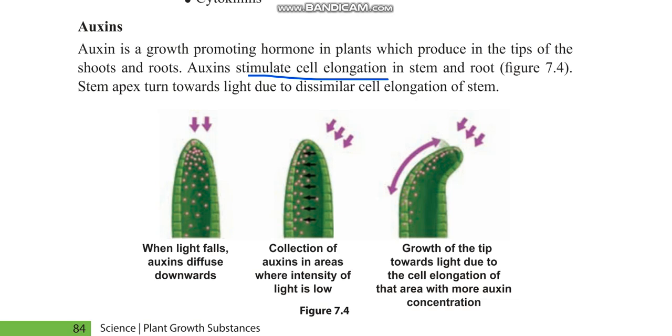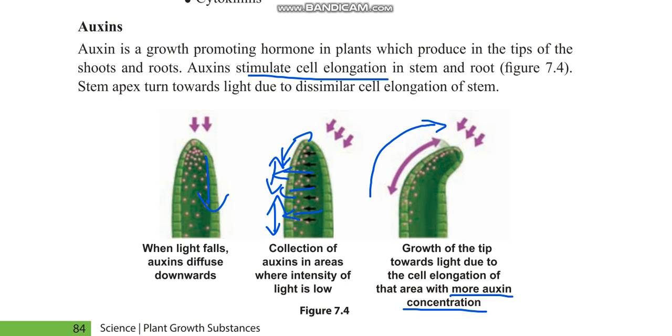Understood? It comes downwards and goes to the side where the light is lower. And then it starts increasing the cell size on the side where the light is low, and due to that cell elongation the stem tip is bending. Growth of the tip towards light is due to cell elongation of the area with more auxin concentration. So the side where the light is lower, the auxins are moving. That means the auxin concentration in that area is increasing.